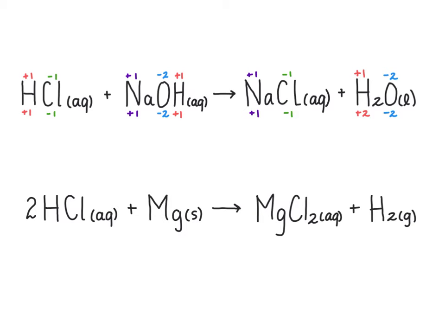So if we look at our oxidation numbers, we see hydrogen starts at an oxidation number of +1 and ends at an oxidation number of +1. So hydrogen has been neither oxidized nor reduced. Chlorine starts at -1 and ends at -1. Same with chlorine. Sodium, no change in oxidation number, and oxygen, no change in oxidation number. So in this reaction, we see no change in oxidation number for any species, meaning it's not a redox reaction.